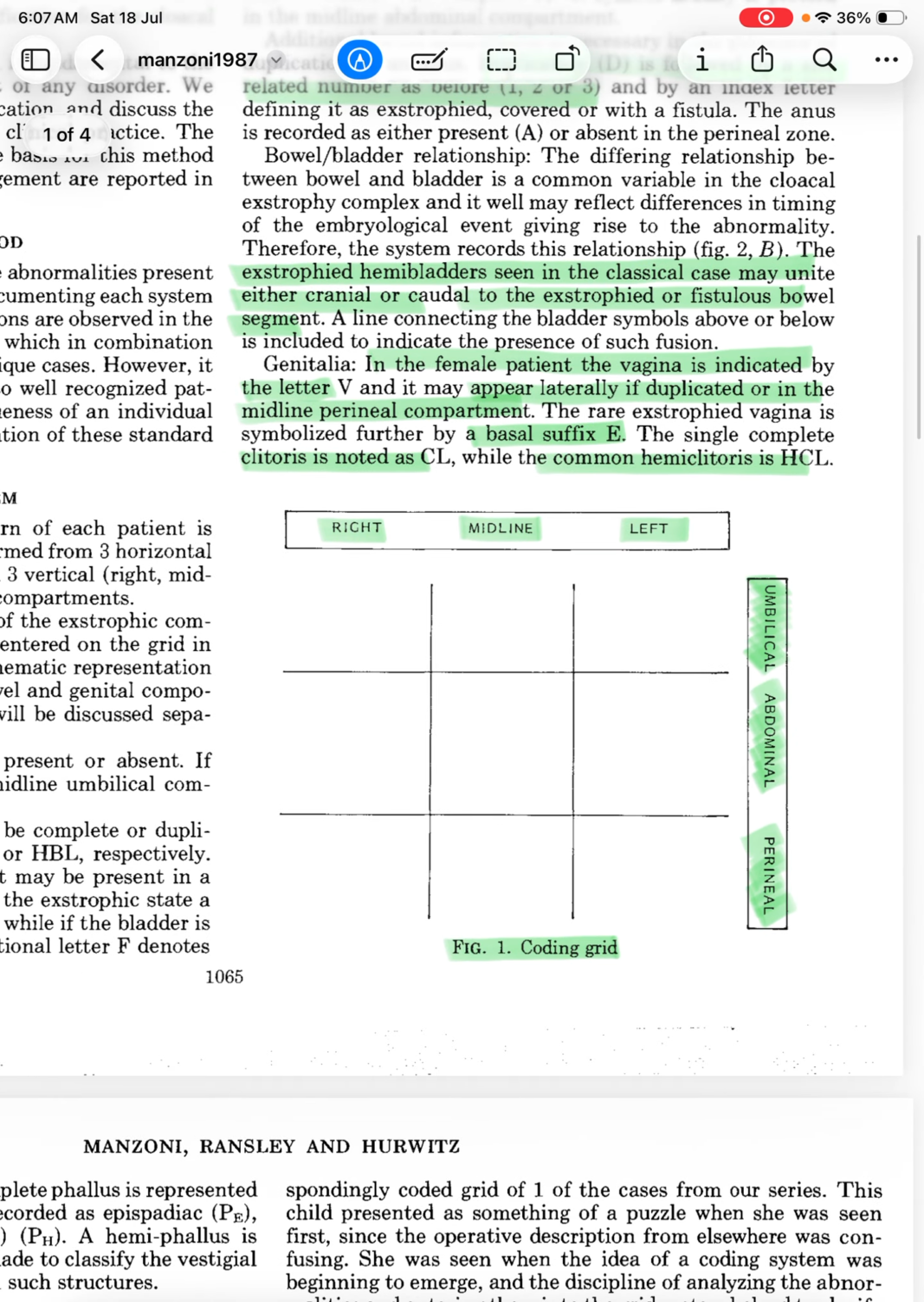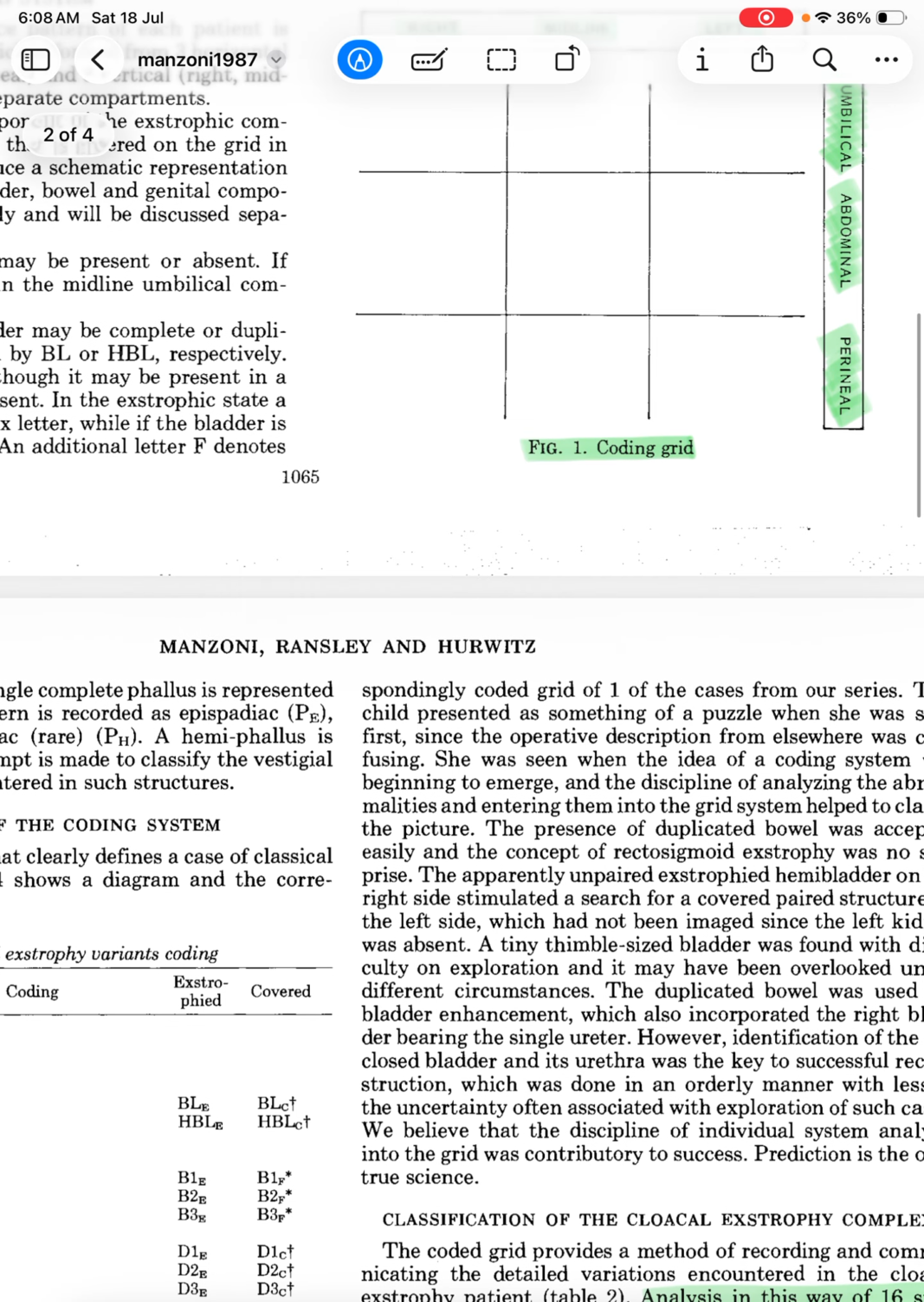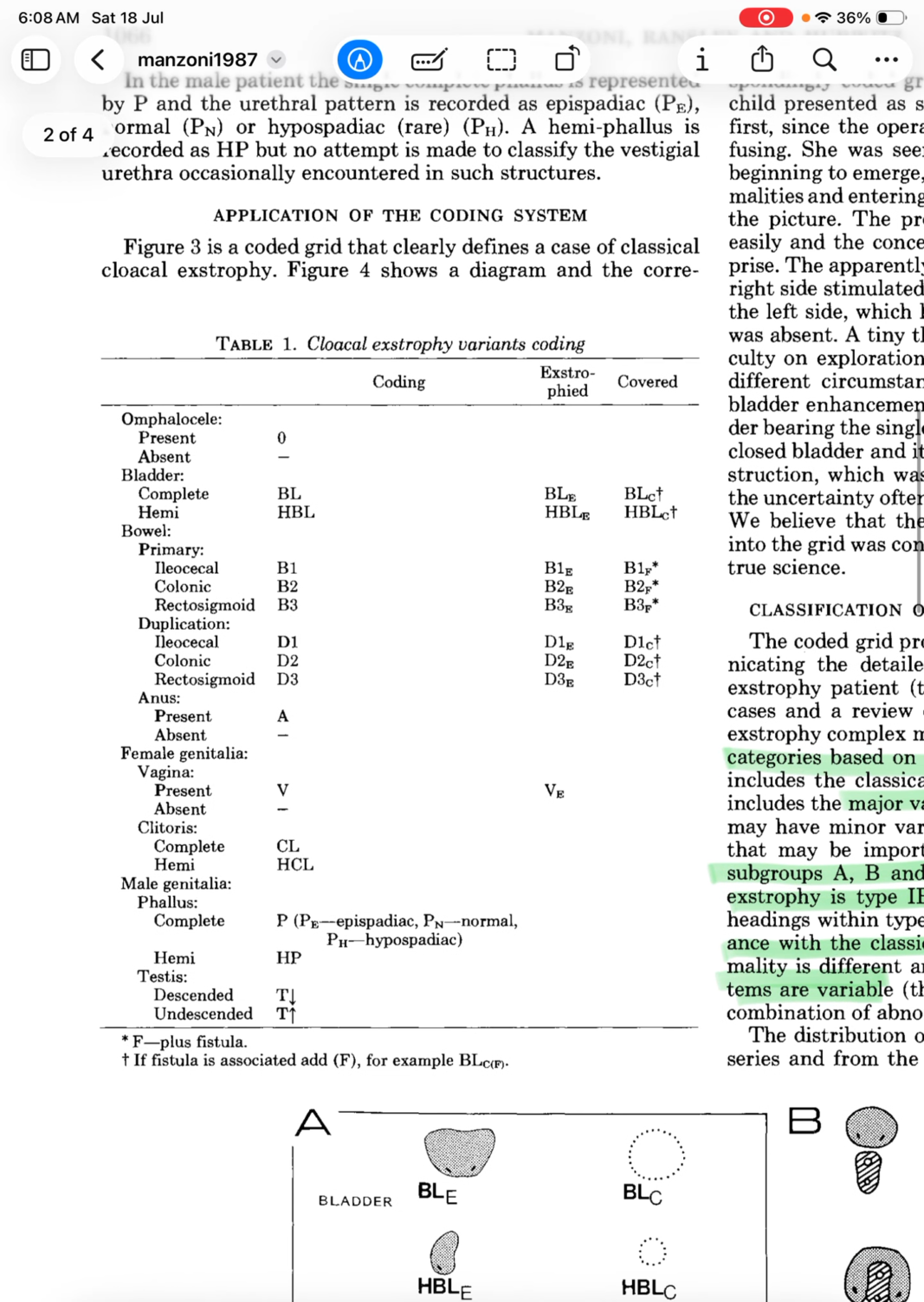So I'll discuss this paper, or I can share the link, but I'll discuss only the important part. So what did they do? We can understand this with the help of this table. Cloacal exstrophy, various grading. If there is an omphalocele, if it is present, then they have coded it as 0. We will mark it as 0, and if it is absent, then it is absent.